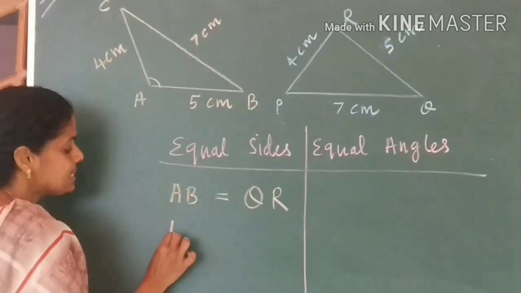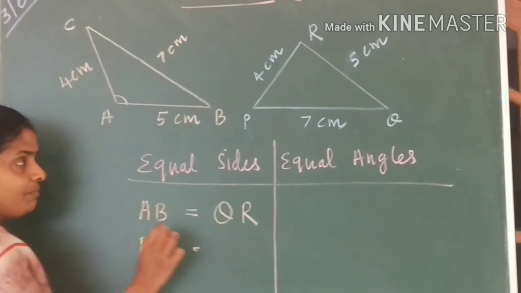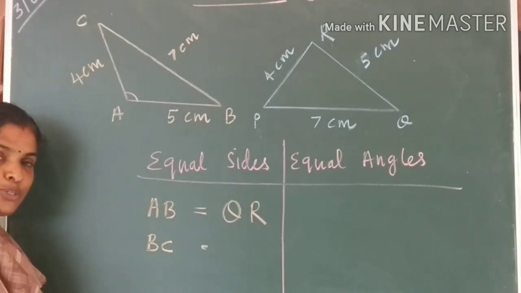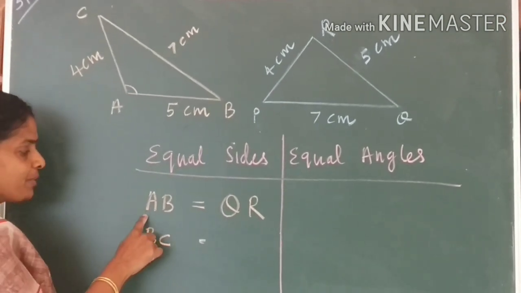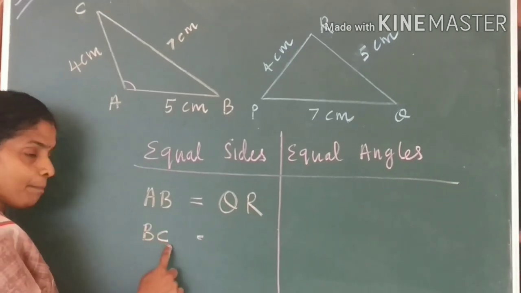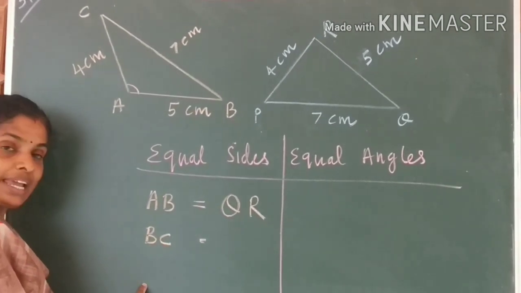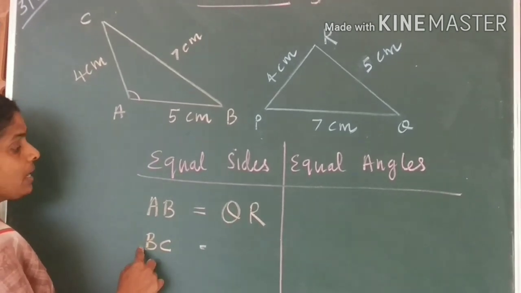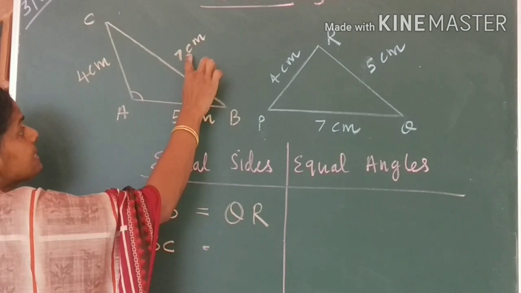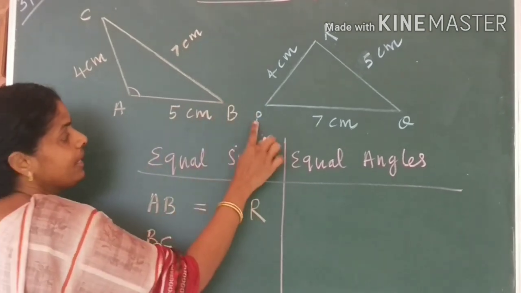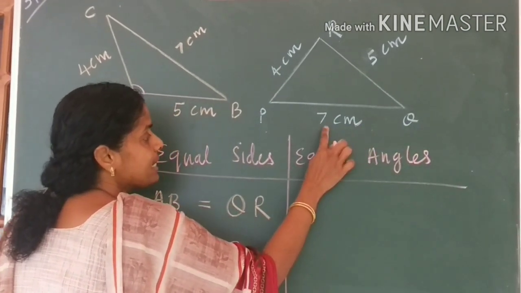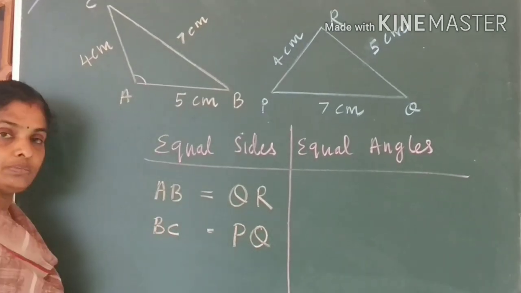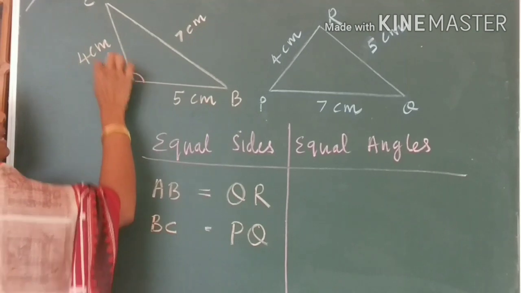Also, the side BC. Whenever you write the name of sides, you have to write it in an order. I wrote AB, then BC, then we can write AC. Now BC. BC's measure is 7 centimeter. Here PQ's measure is also 7 centimeter. So we can write here PQ. The third side AC.